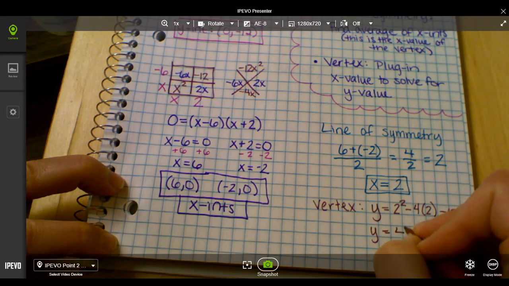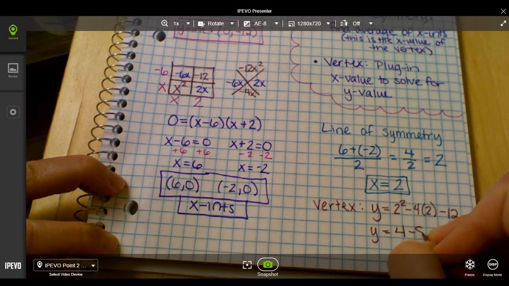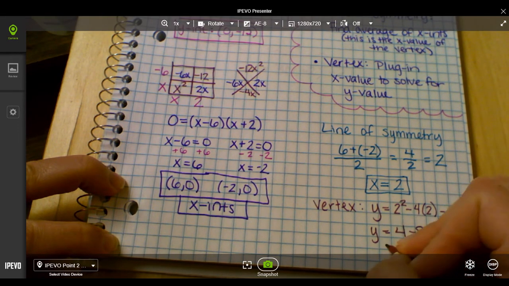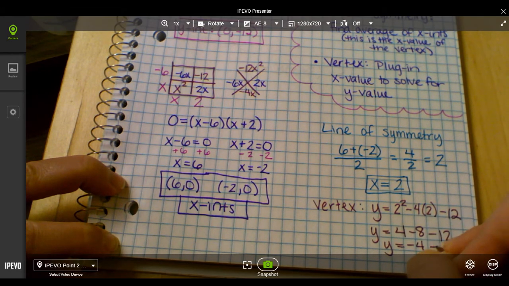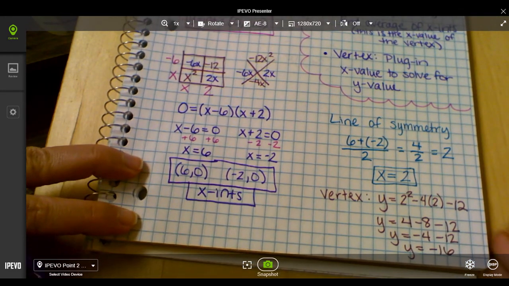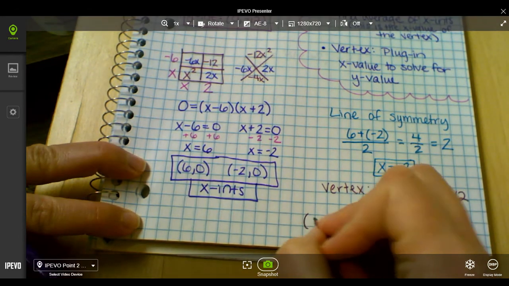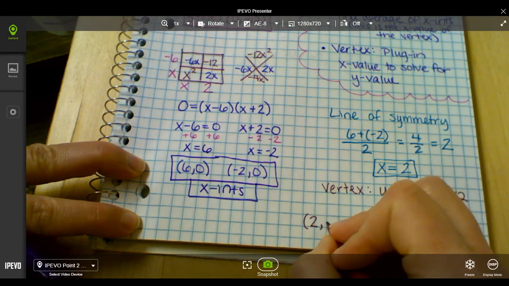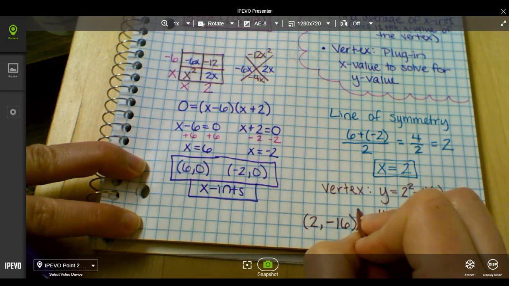So I know that 2 squared is 4, negative 4 times 2 is negative 8, and then minus 12. 4 minus 8 is negative 4. Negative 4 minus 12 is negative 16. So what is my vertex? I plugged in 2 for x, I got out negative 16 for y.